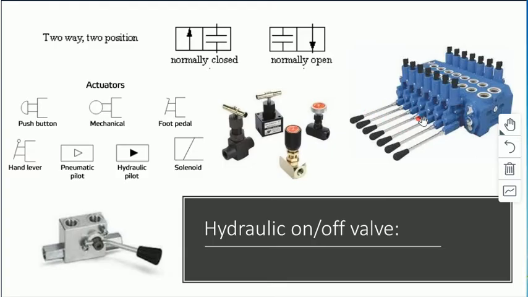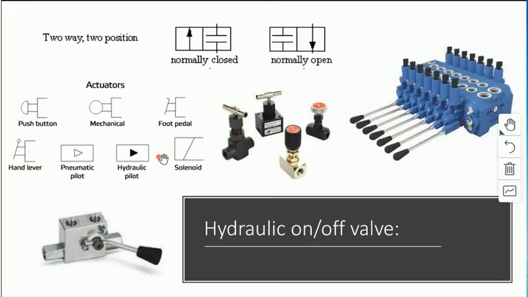In order to do this, we need to have control valves, and we've got a couple of these here, so you can see the normally closed and normally open valve. And then we've got a couple of symbols here. So we've got the push button, the mechanical, and we've got the foot pedal as well here. It looks similar to what we saw in the pump. We've got a solenoid, so that's solenoid operated. Then we've got a hydraulic pilot and a pneumatic pilot as well.